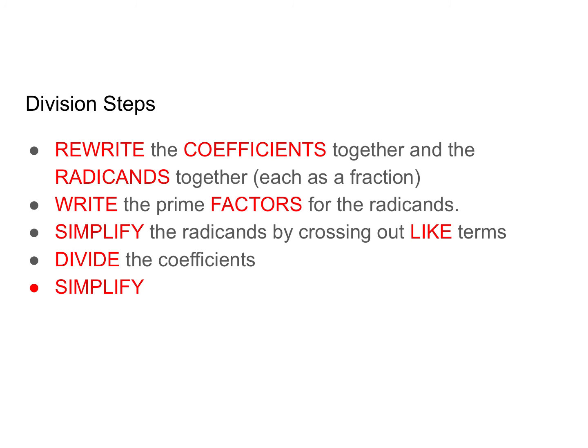Let's talk about division. So division steps are: rewrite the coefficients together and the radicands, or the numbers underneath the square roots, together, each as a fraction. Write the prime factors for the radicands. Simplify the radicands by crossing out like terms. Divide the coefficient, and then eventually simplify. So we're going to go through some examples and talk about that.